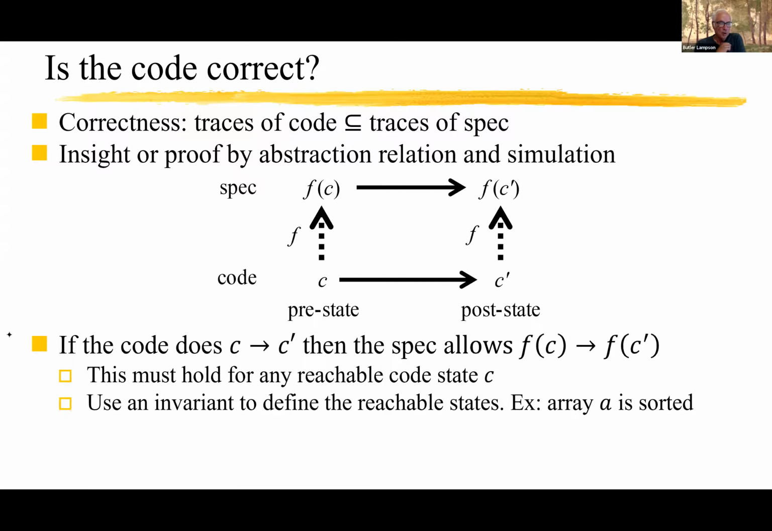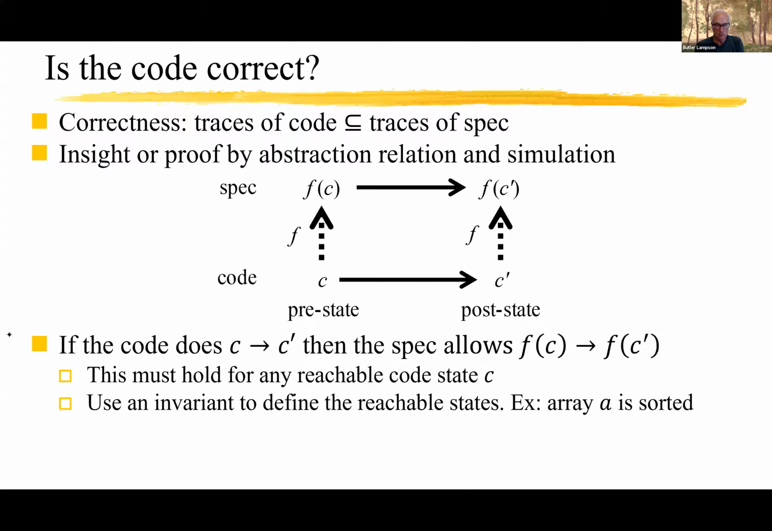And the other thing we can learn from looking at this picture is the importance of the invariant, because the job of the invariant is to define what the reachable states are. So for example, suppose you have a piece of code that maintains a sorted array and does binary search to look up something in that array. It's an essential property of that code that the array A remains sorted.